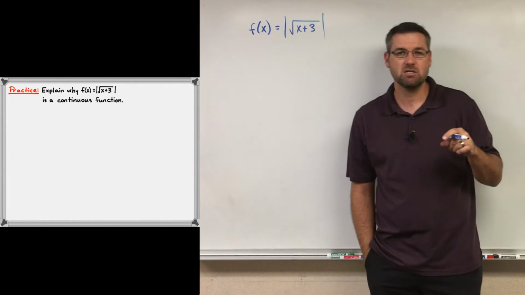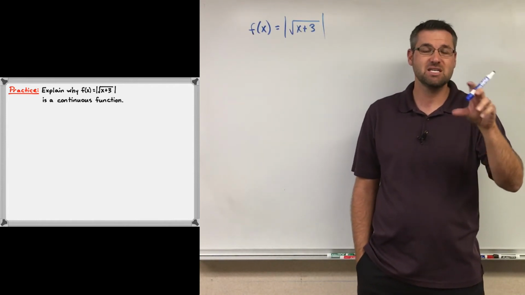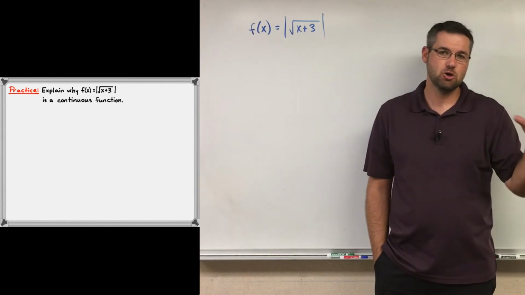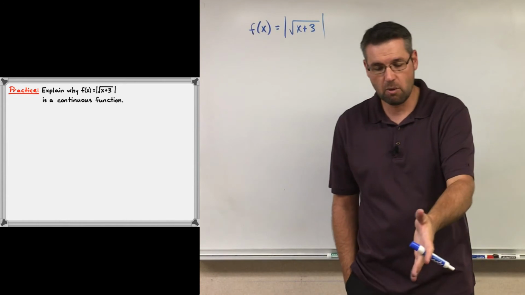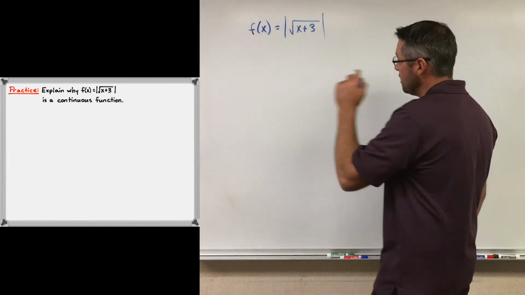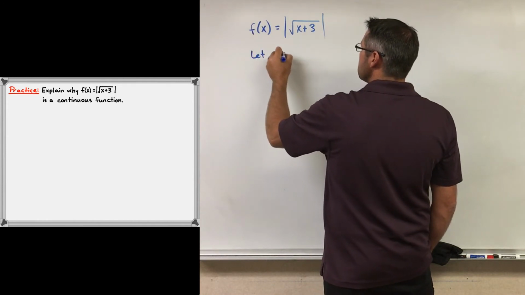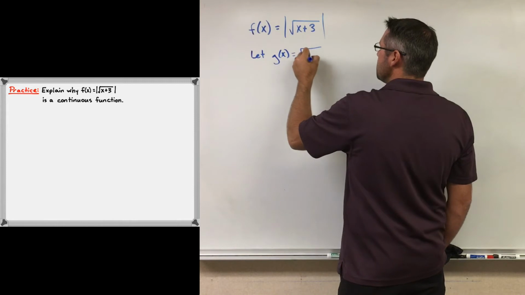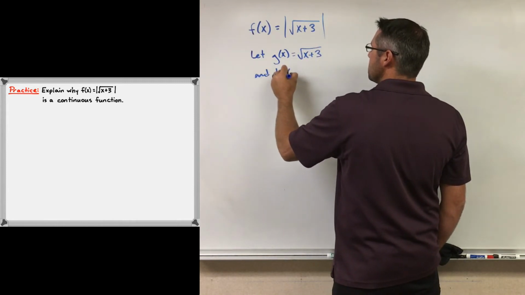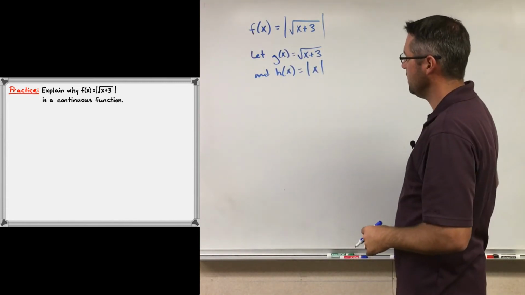But yesterday we talked about the idea of continuous functions. A function is continuous if it's continuous for its entire domain. So really, we don't care about what's outside the domain, and what we really care about is what's inside the domain. So what are we going to do here? We're going to say let g of x equal radical x plus 3, and h of x equal the absolute value of x. So that's the composition here, okay?